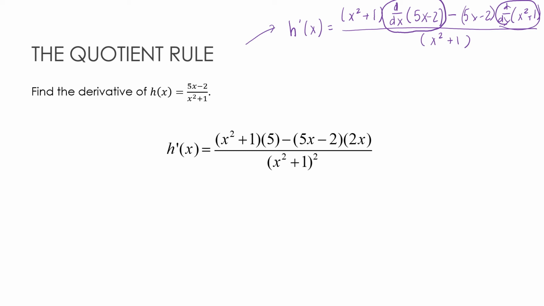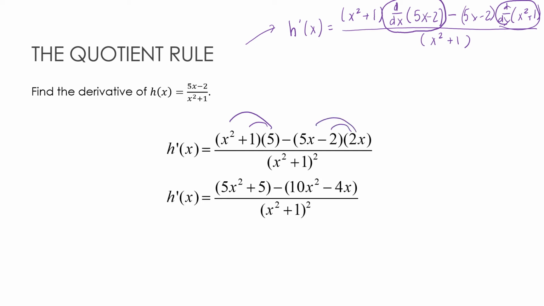From here, I'm going to distribute the 5. I'm going to distribute the 2x. And I could have distributed the minus and the 2x, so I could have had just right away 5x squared plus 5 minus 10x squared plus 4x over x squared plus 1 quantity squared. Resist the temptation to multiply this out. Most of the time we don't want to multiply things out in the denominator because we want to see if anything will cancel with it in the numerator.